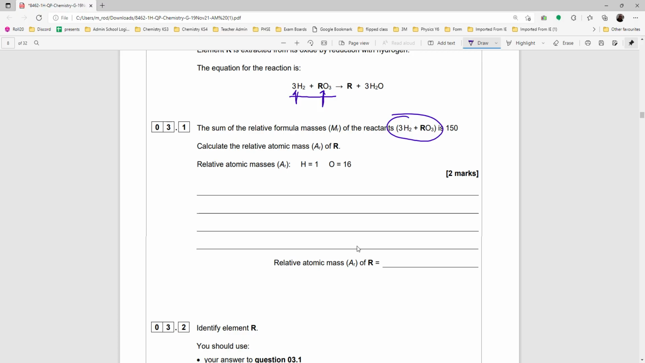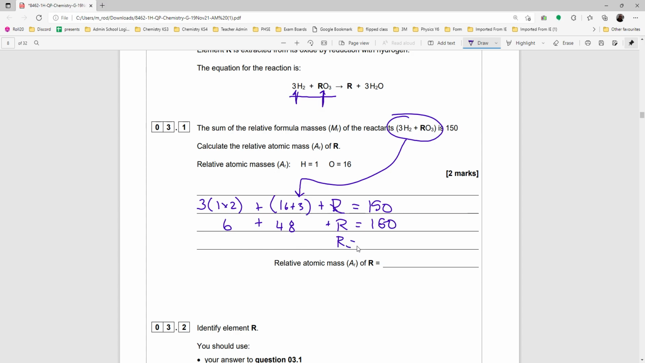Well, if they're telling me that this is going to be equal to 150, I now have to calculate for hydrogen, which is going to be 3 times 1, because that's the Ar of hydrogen, times 2, because there's 2 of them in the molecule, plus oxygen, which is going to be 16, and there's 3 of them, plus X, which I'll just leave as R. Then I can simplify that again, and I can go for 3 times 2 times 1, which is 6, and that's going to be 48, plus R is going to be equal to 150. Simplify, and R is going to be equal to 96.